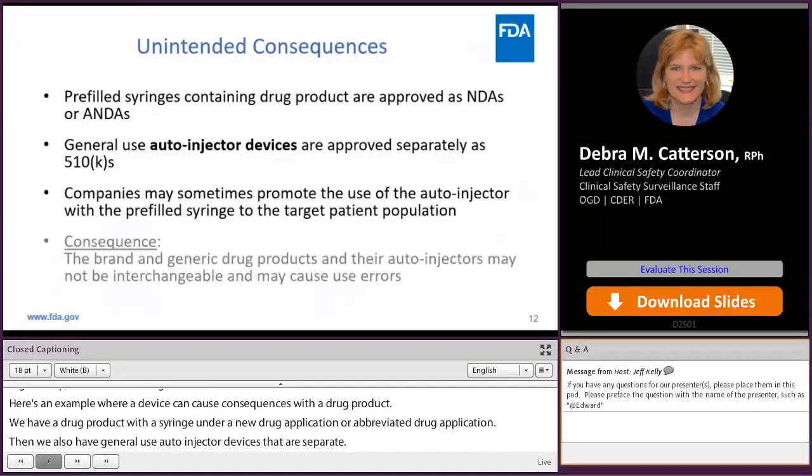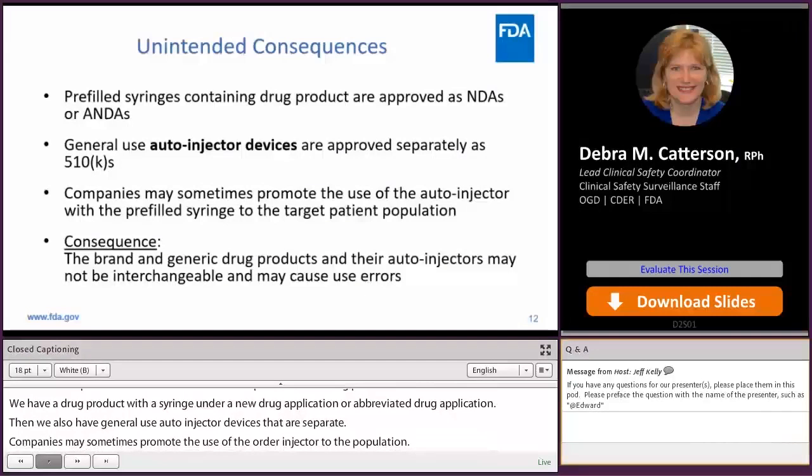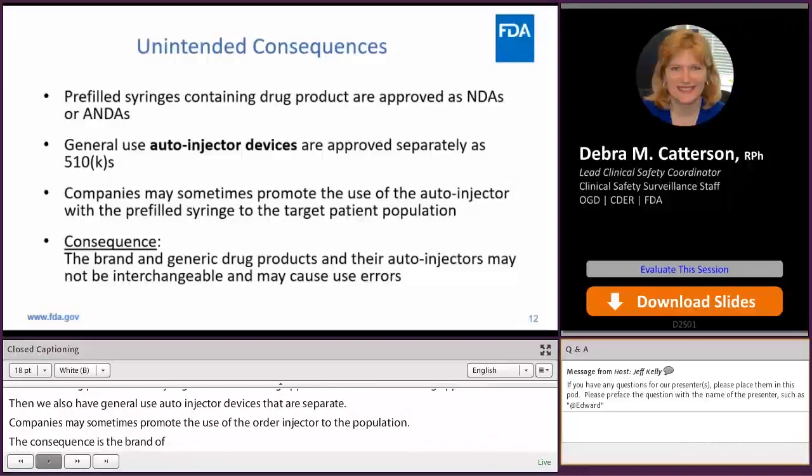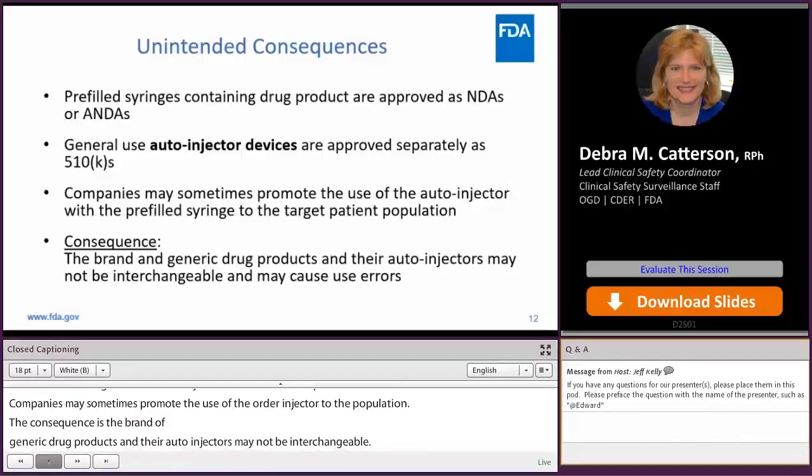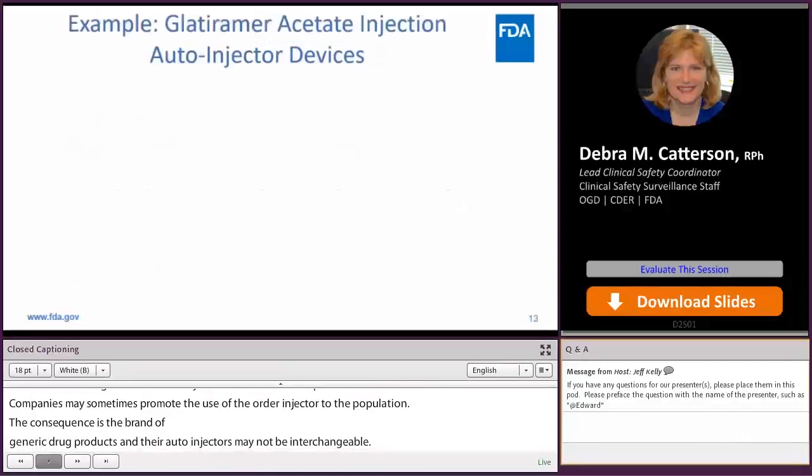The consequence is that the brand and generic drug products and their auto-injectors may not be interchangeable, and that may cause use errors. A potential safety issue can arise when a first generic is introduced into the market where there was only one brand product and one auto-injector. A good example of this is with Glatiramer acetate injection auto-injector devices.